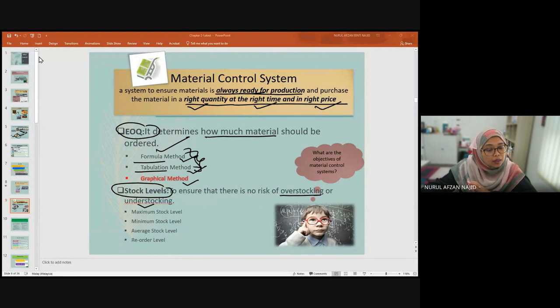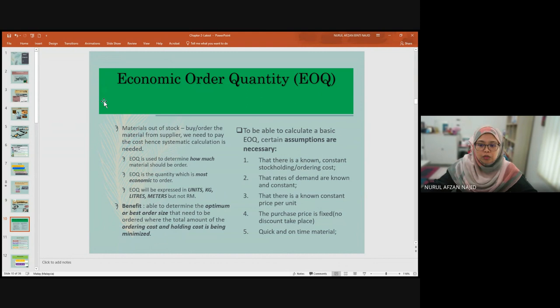Okay, let's start. Okay, dengan EOQ. Okay, kita pergi kepada EOQ. Right, EOQ. Fokus mula. EOQ adalah economic order quantity. Okay, definition of EOQ. If soalan tanya you definition, what are the definition of EOQ?